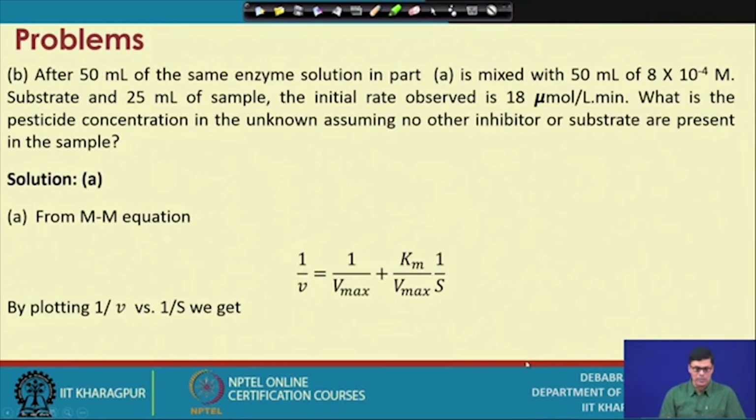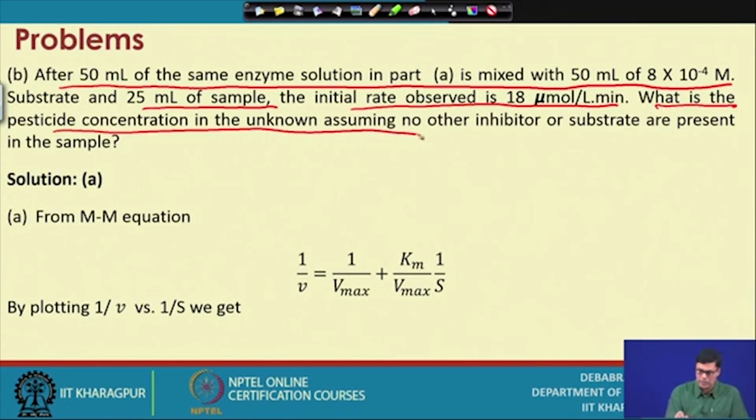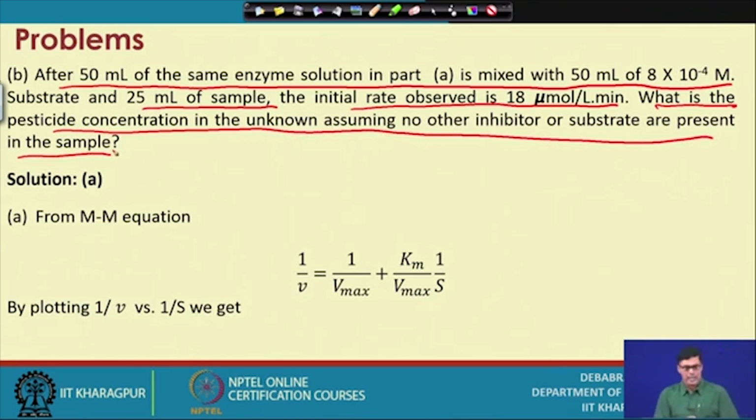Now, the second problem is very interesting. The second part says that 50 milliliter of the same enzyme solution of part A is mixed with 50 milliliter of the substrate and 25 milliliter of the sample. The initial rate observed is 18 millimoles per liter per minute. What is the pesticide concentration of the unknown sample, assuming no other inhibitor or substrate is present in the sample?